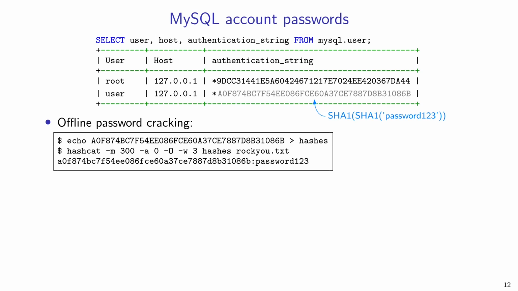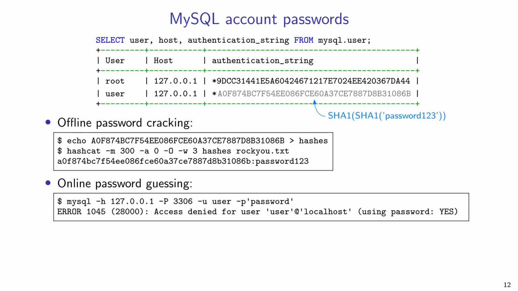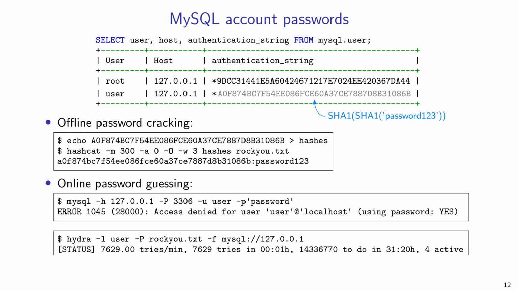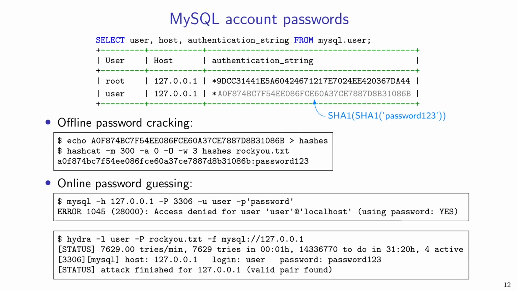Now, if password hashes cannot be dumped, online password guessing is also an option. Here, one would connect to the database server, trying various passwords until the correct one is guessed and the connection succeeds. Here, the Hydra tool can be used to automate such attacks. As you can see, such online password guessing is much slower, as in this case, it is able to push a little bit under 8,000 tries per minute. But still, this type of password was found in less than a minute.